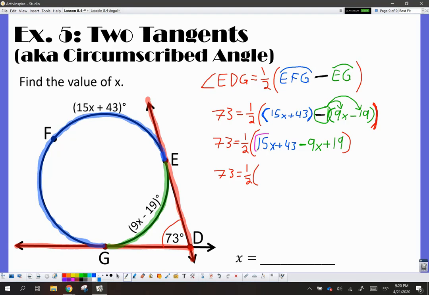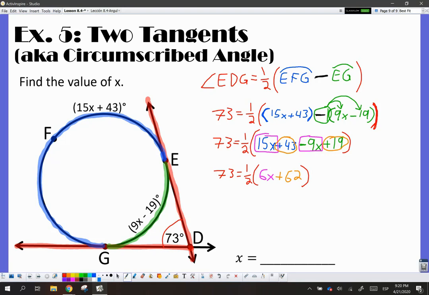So my x's, I'm going to box those in pink. I have 15x and 9x, and that's it. And then my constants, I'm going to circle those in orange. And so 15x minus 9x gives me 6x. So I'm going to write 6x. Then I have 43 plus 19, which gives me 62. So plus 62.